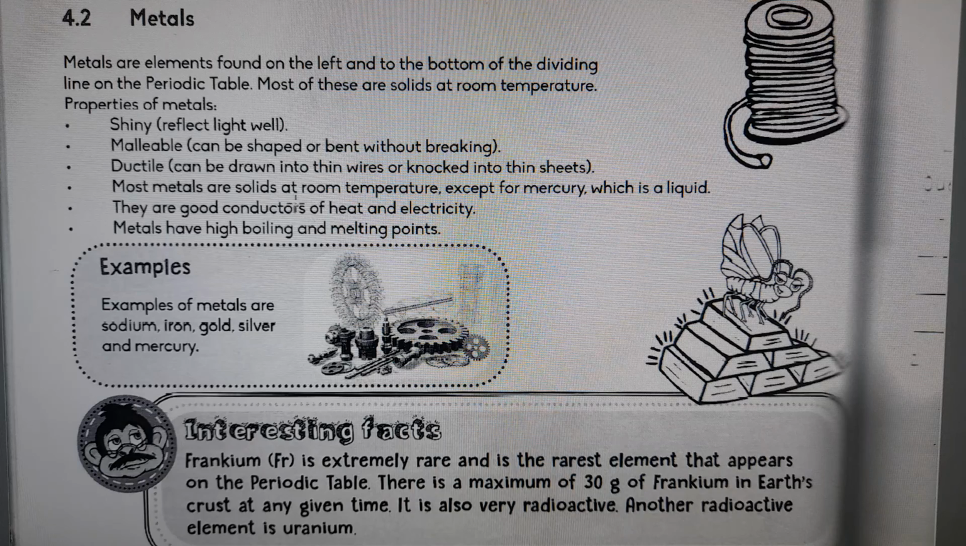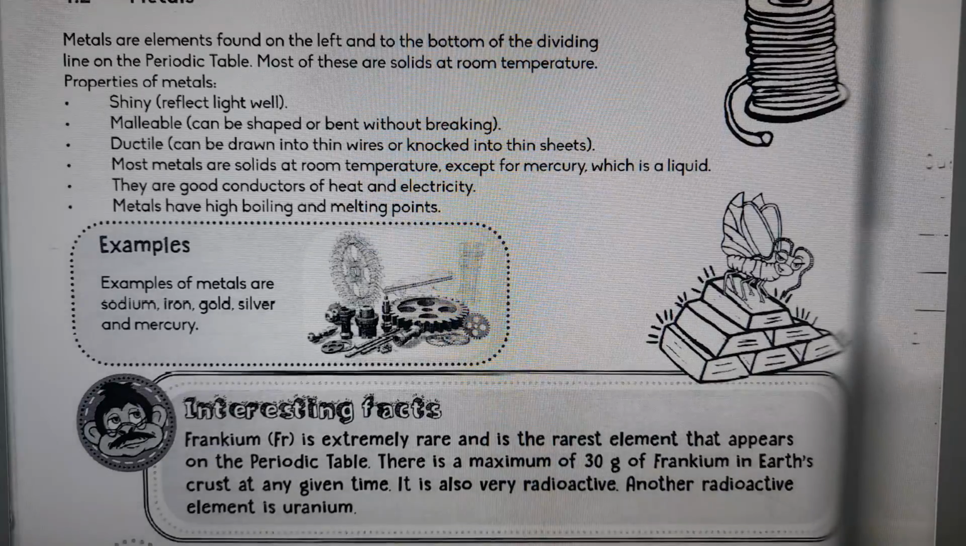Most metals are solid at room temperature except for mercury. Okay, only mercury is a liquid. They are good conductors of heat and electricity. Metals have high boiling and melting points. Examples of metals are sodium, iron, gold, and silver. We see here gears, nuts, and bolts. They are made out of metals.